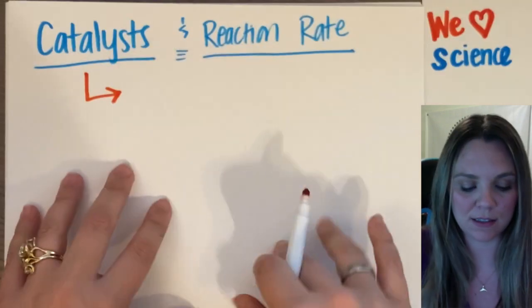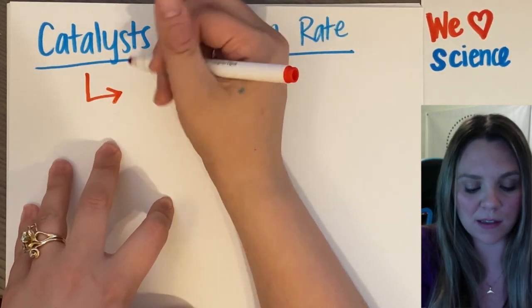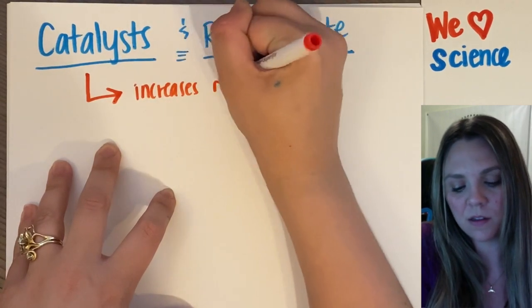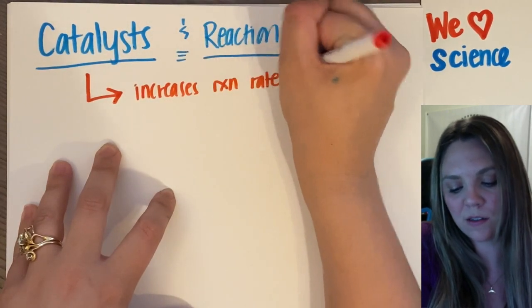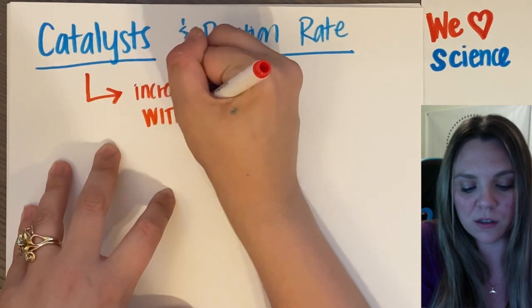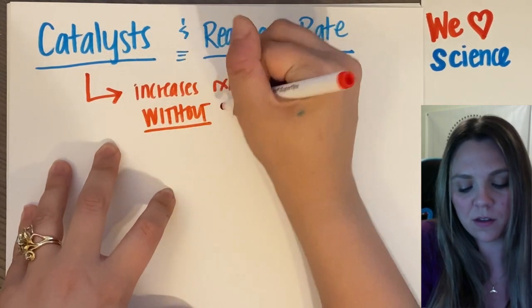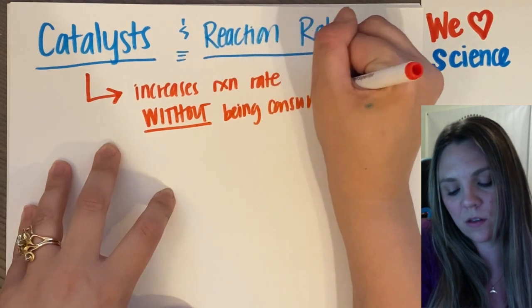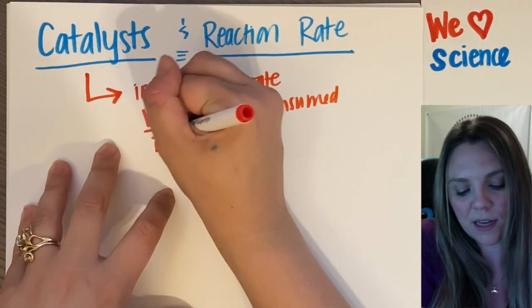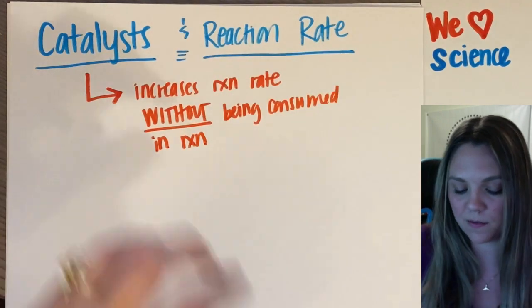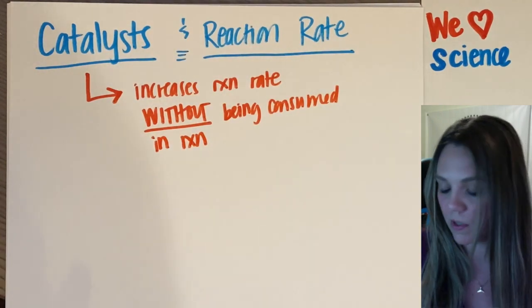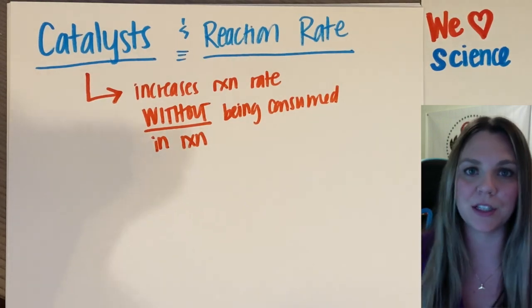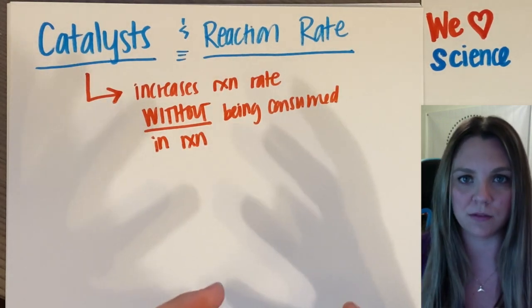A catalyst is a substance that increases the reaction rate without being consumed in the reaction. So it's going to help the reaction happen faster, but it doesn't actually get consumed in the reaction itself.